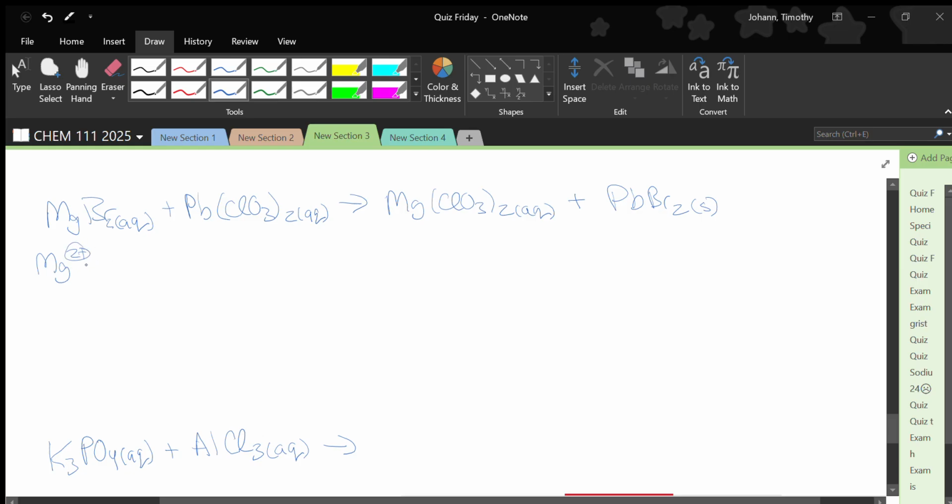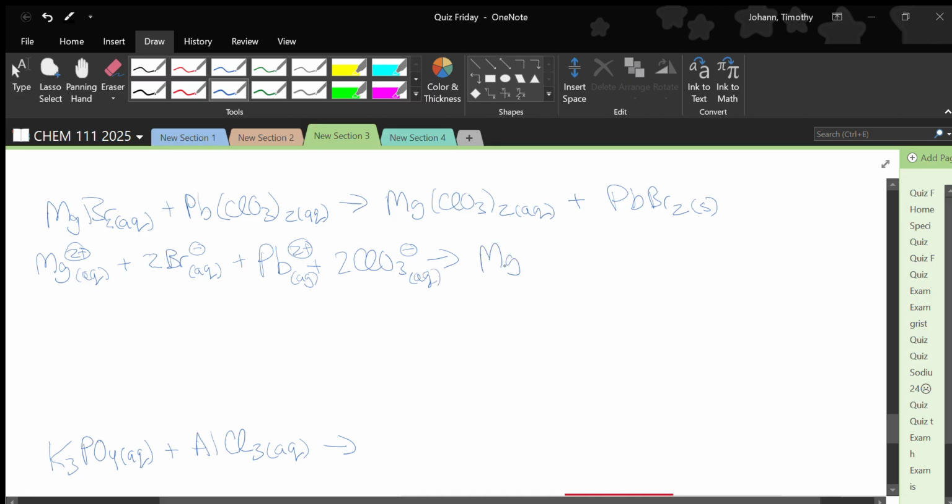So magnesium 2 plus, aqueous. They don't come off as a Br2, right? They're two, so it's going to be 2 bromines, aqueous, right? And then I'm going to have my lead, and that's going to be 2 plus, and that's aqueous, plus 2 chlorates, and that's also aqueous.